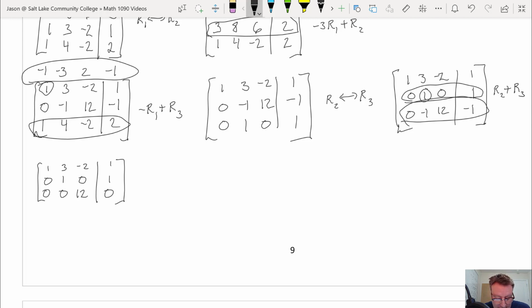Now I'm very close. I almost have all 1s on the diagonal, and I do have 0s below the diagonal. So my next goal is to make this element into a 1. Well, I can do this easily by multiplying 1/12 times row 3. So I have 1, 3, -2, 1, 0, 1, 0, 1, 0, 0, 1, 0.